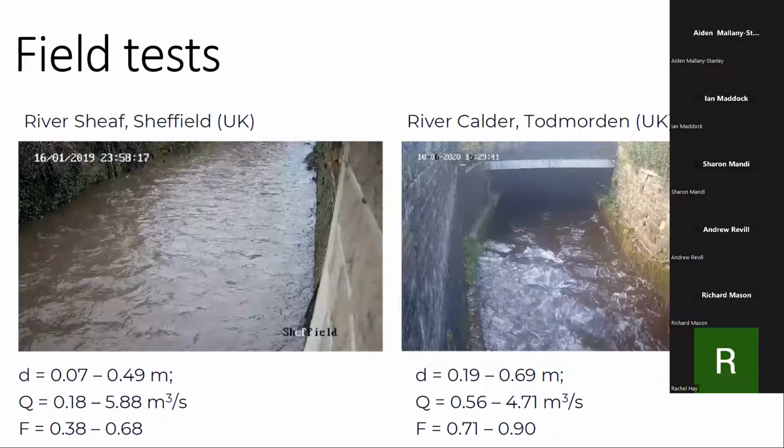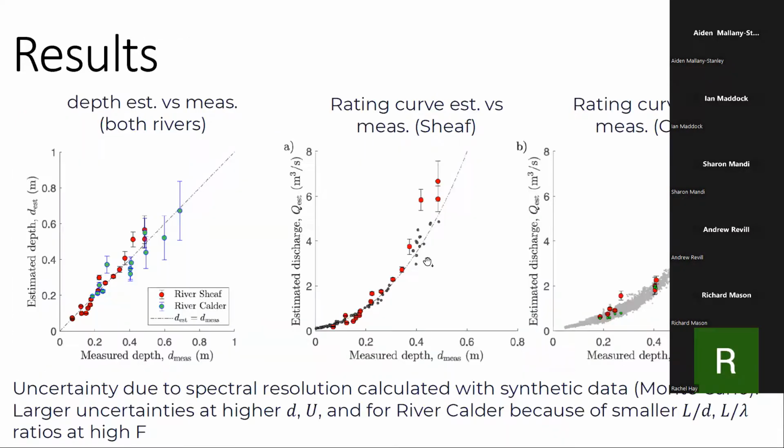We've done tests in 2 rivers, the River Sheaf and River Calder, with a wide range of flow conditions. So the discharge varied by 1 order of magnitude and more even. And we took measurements at different times of the day, different days, to have a wide range of conditions, also of illumination conditions. And these are the results.